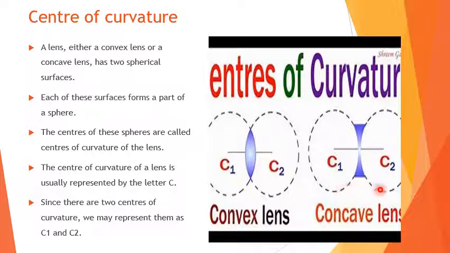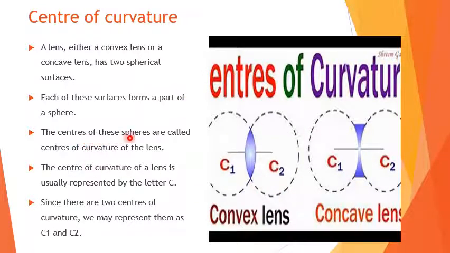Similarly here, in the concave lens also, you see, two surfaces make a concave lens. Just see how it is made. Each of these surfaces forms a part of a sphere. So each one is forming a part of a sphere here also and there also. So this is a sphere, C1, and C2 is a sphere.